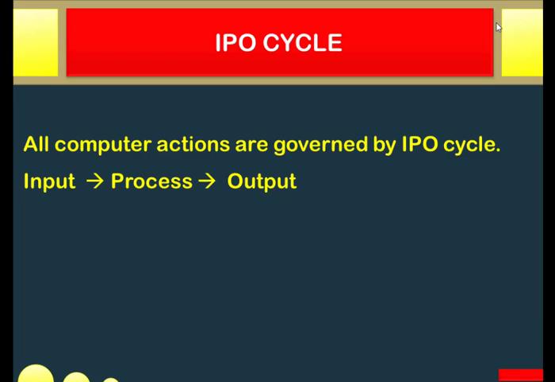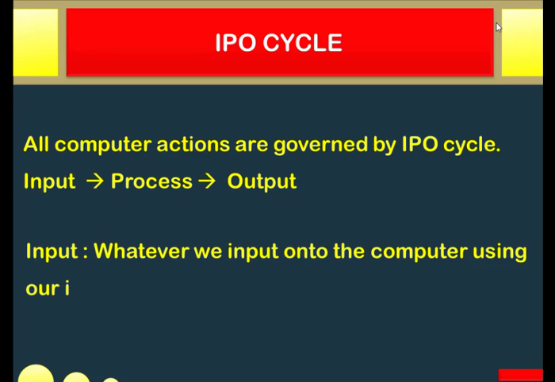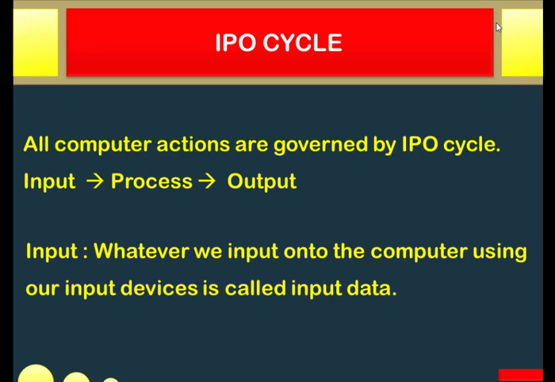So what is input here? Whatever we input onto the computer using our input devices is called input data. For processing anything, the computer needs input data. Where does this data come from? We input the data using our input devices like mouse, keyboard and other input devices. Generally we are talking here about the keyboard. A lot of data and information we input onto the computer using our keyboard. So what type of data we input, that we are going to focus on now.